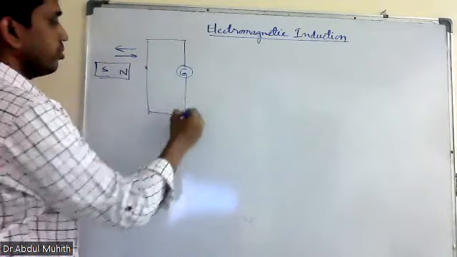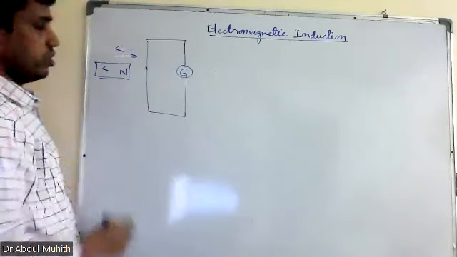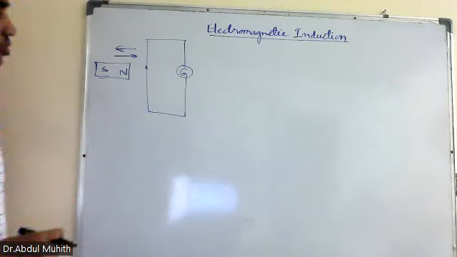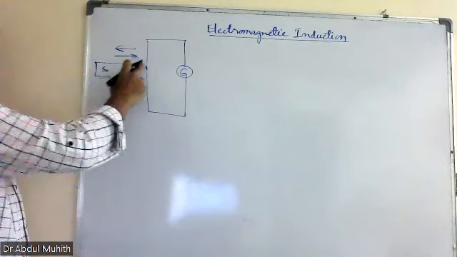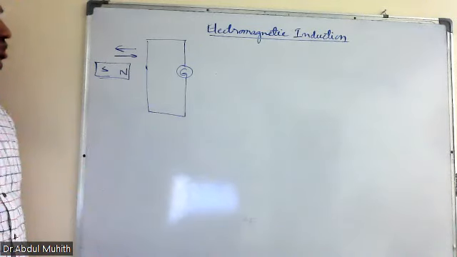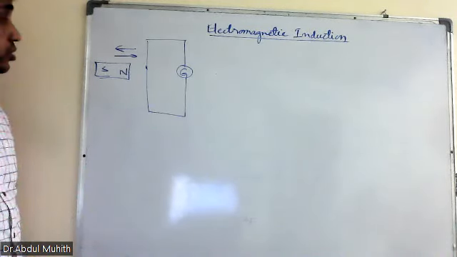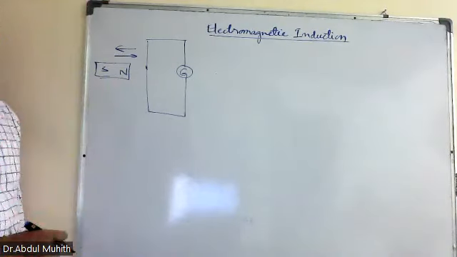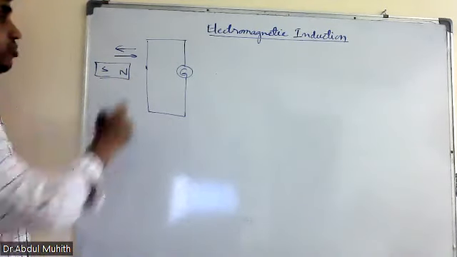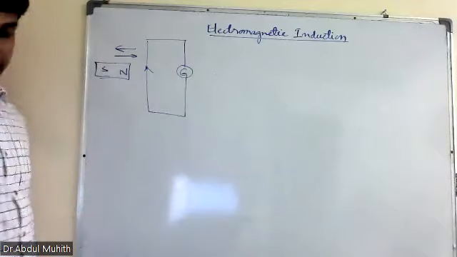What is a galvanometer used for? It is used to detect the flow of current. So now when you move the magnet back and forth, current is induced in the conductor.